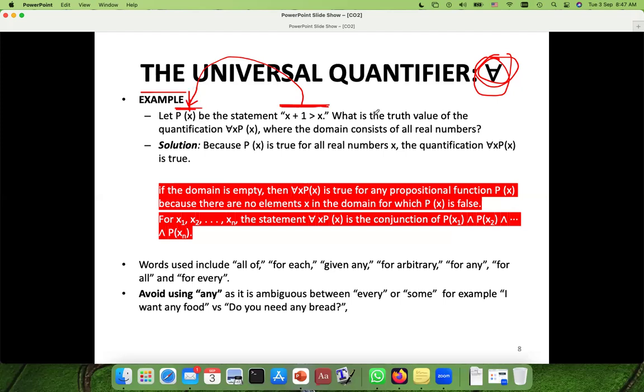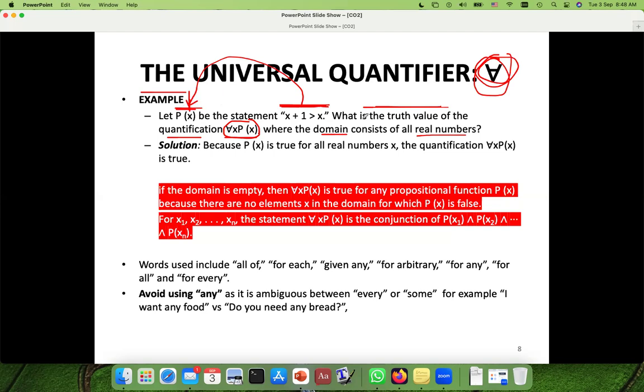Then what is the truth value of the quantification for every x, P(x)? If we use for every x, P(x) with this predicate, what would be the truth value of the quantification, where the domain consists of all real numbers? So now the domain is given. From the domain you can take any value and assign it to the variable, and then you have to check whether P(x) is true or not.